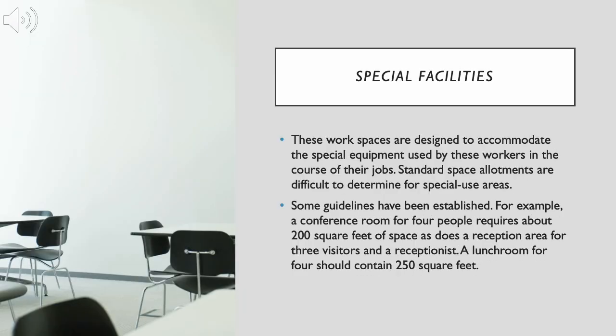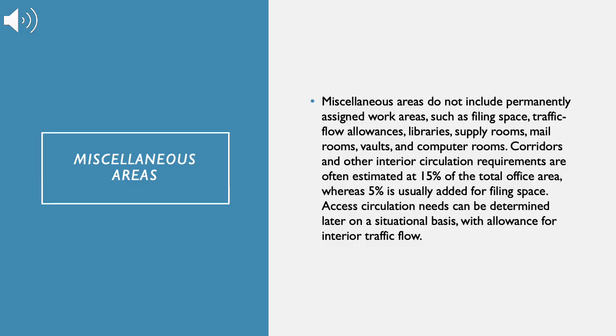Special facilities. These workspaces are designed to accommodate the special equipment used by these workers in the course of their jobs. Standard space allotments are difficult to determine for special use areas. Some guidelines have been established. For example, a conference room for 4 people requires about 200 square feet of space, as does a reception area for 3 visitors and a receptionist. A lunchroom for 4 should contain 250 square feet. Miscellaneous areas.